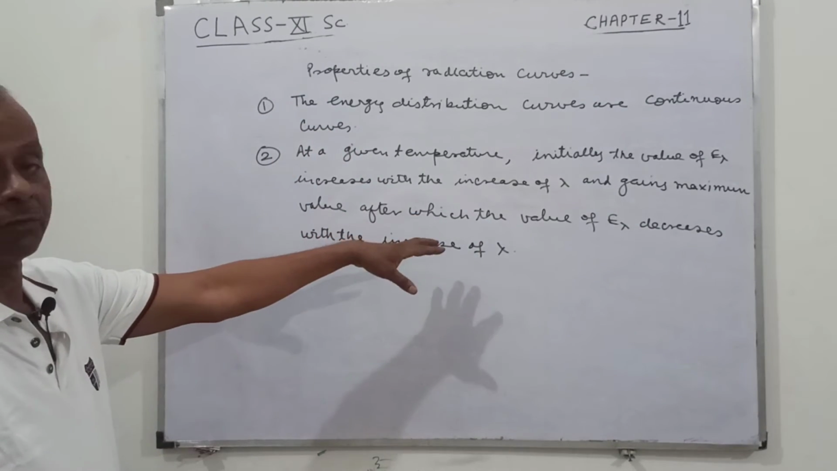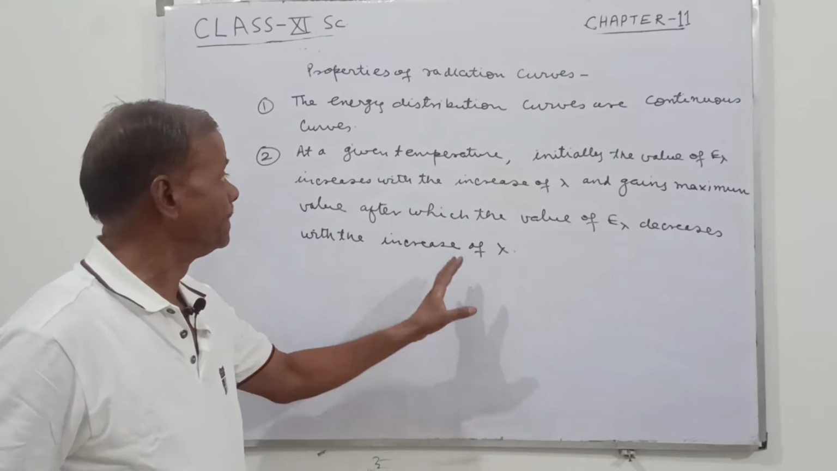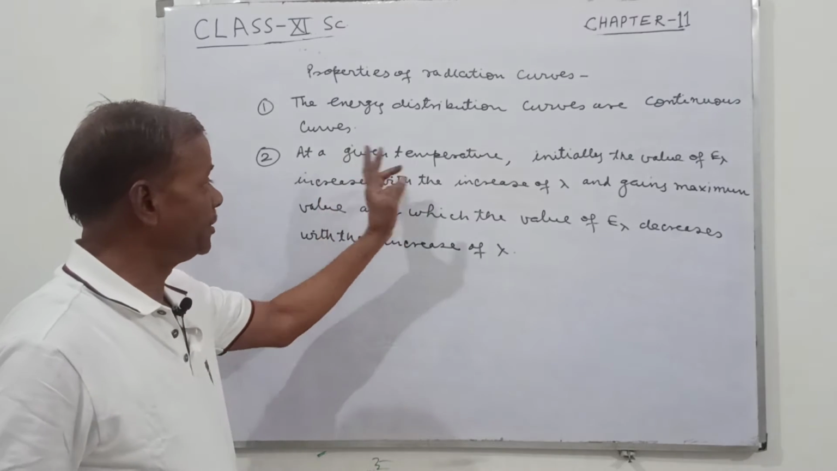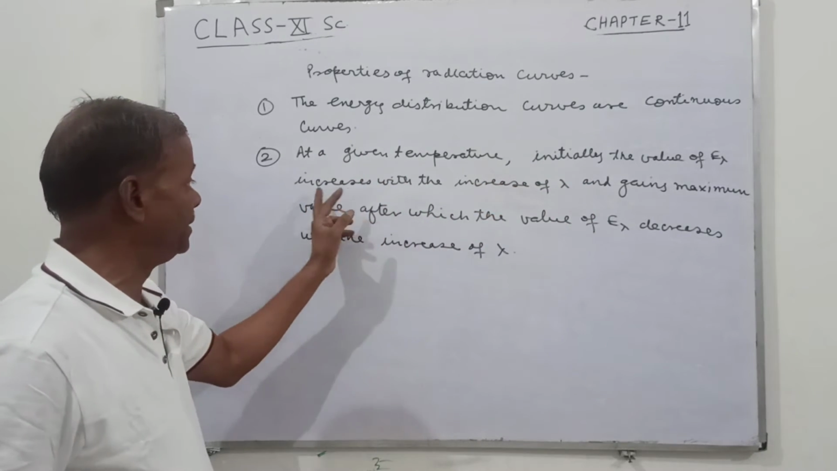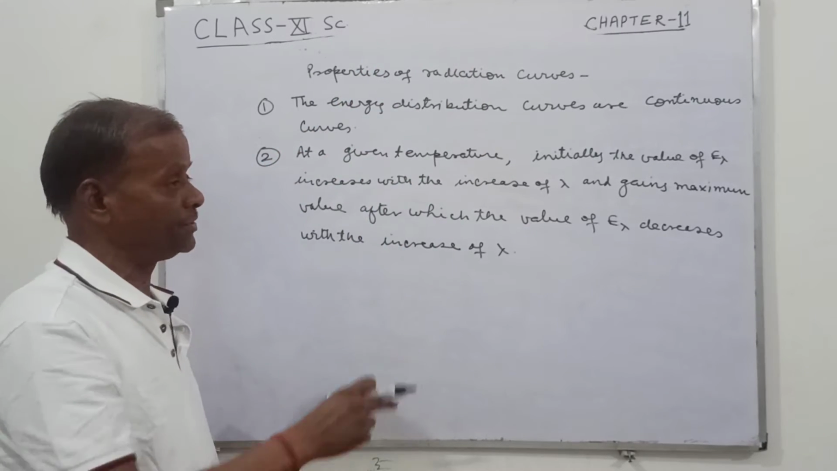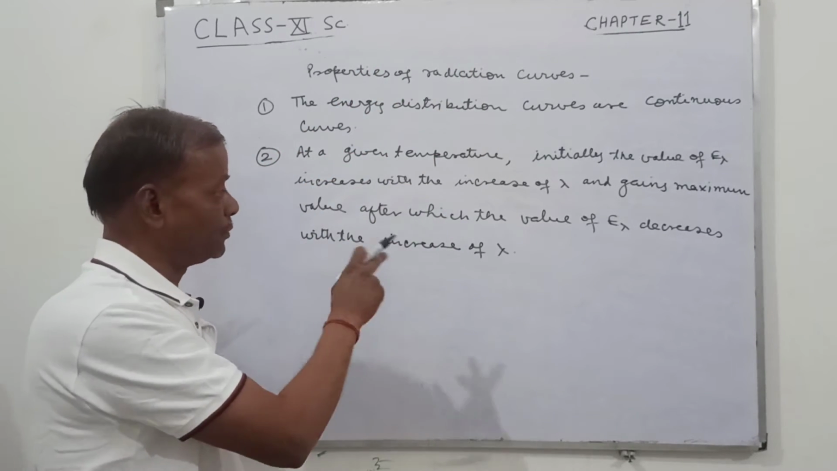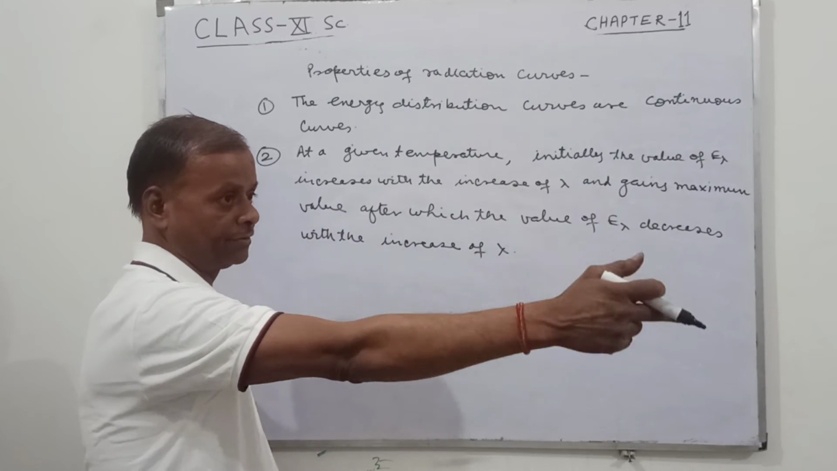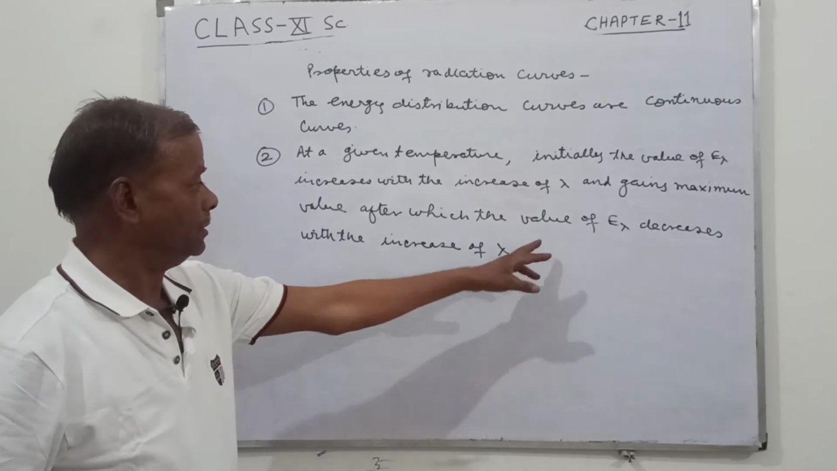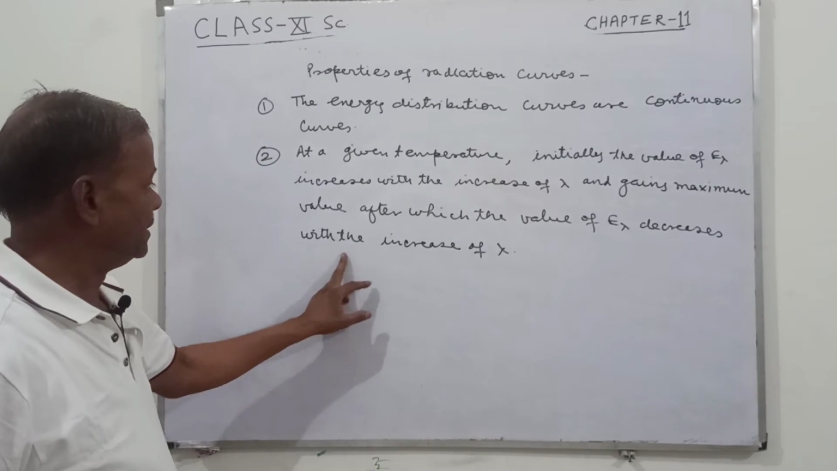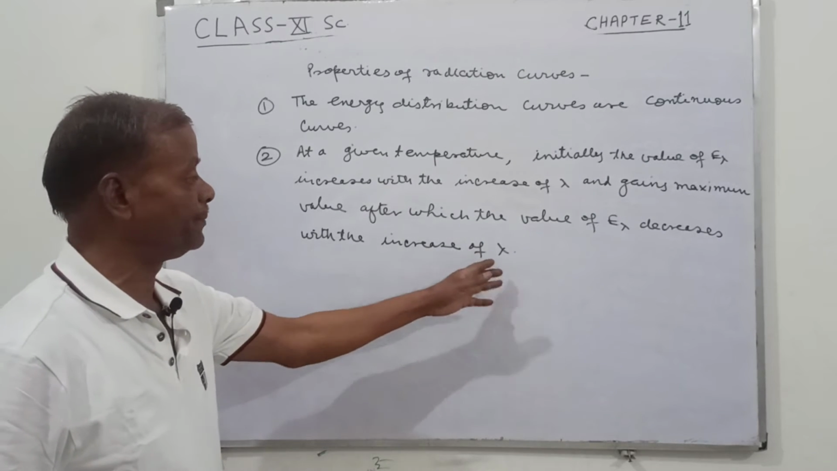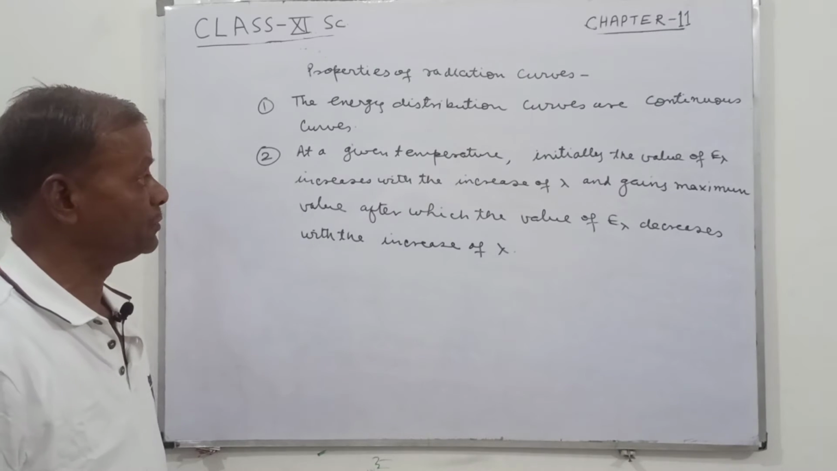At a given temperature, you can see either of the curves. For each curve, temperature is constant. So for a given temperature, initially the value of E lambda increases with the increase of lambda. The curve goes like this and gains the maximum value, after which the value of E lambda decreases with the increase of lambda. So it means that at the peak, the energy distribution is maximum.